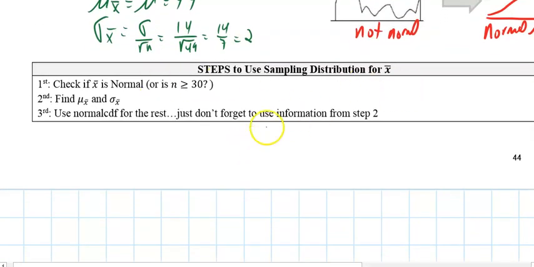So, steps to use the sample distribution for the means. Check if the population is normal, or if n is bigger than or equal to 30. Find the mean, which you set equal to the population mean. For the standard deviation, you take the population standard deviation divided by the square root of n, and use the normal distribution, and the rest is identical to what we did before.